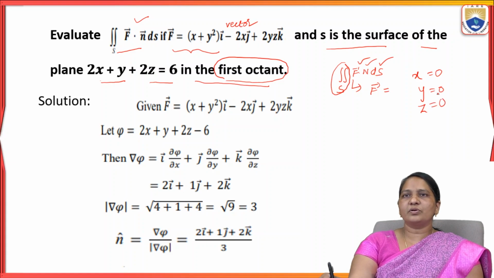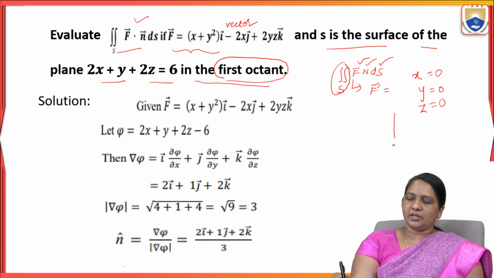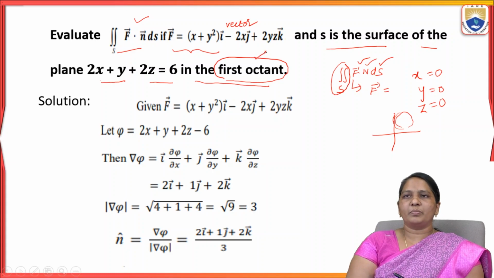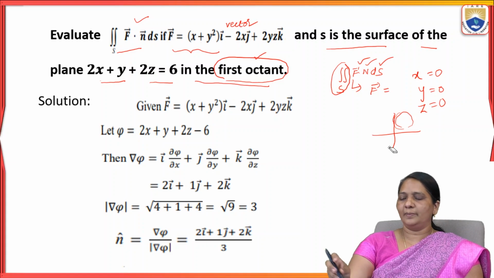Why we are taking 0 here? First octant means nothing but the first quadrant. So we are taking all values as positive here, starting from 0. So this is the way to analyze the problem first. After analyzing the problem, we can go to the solution.